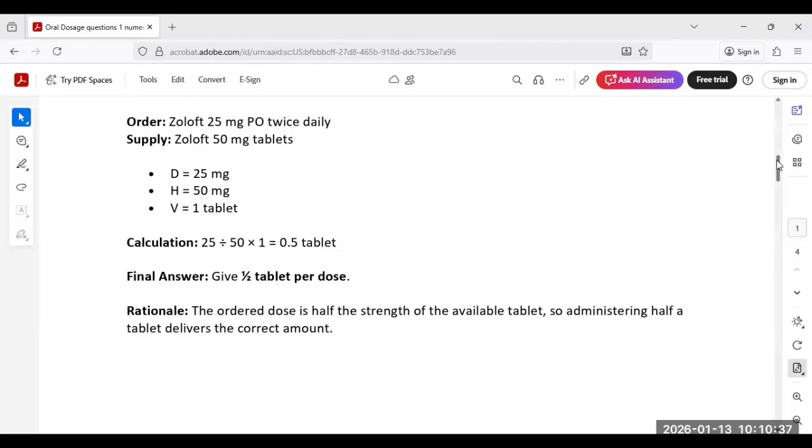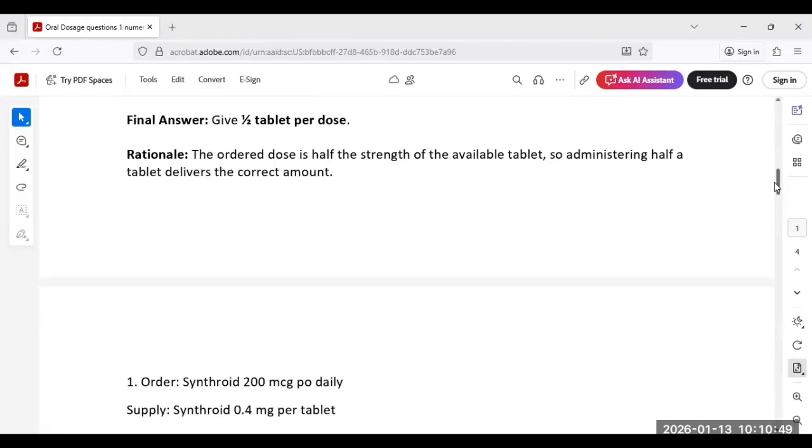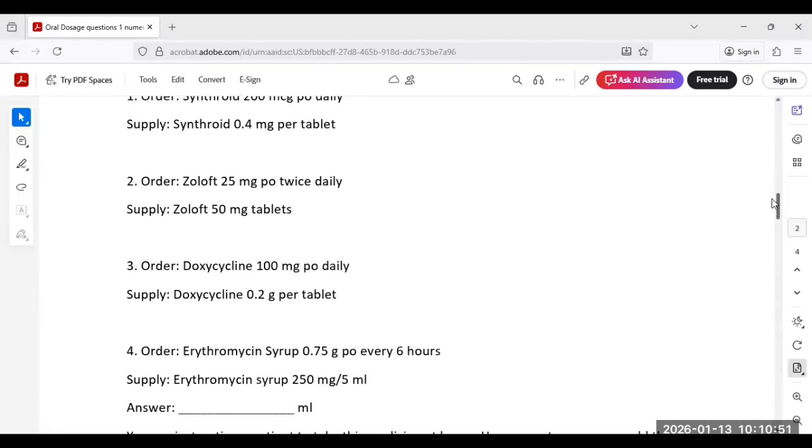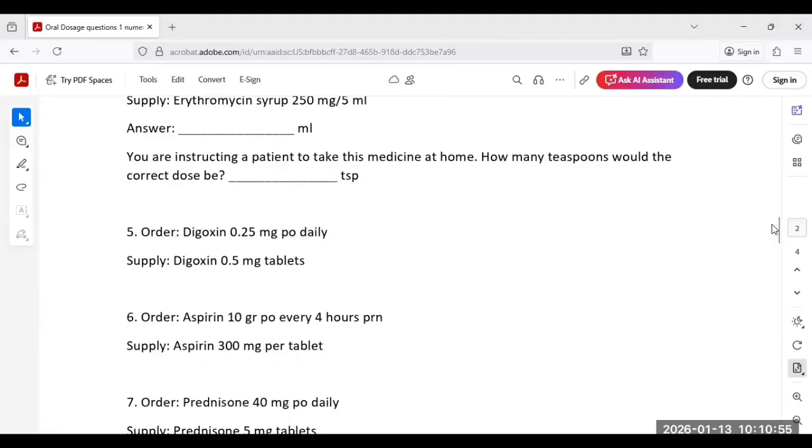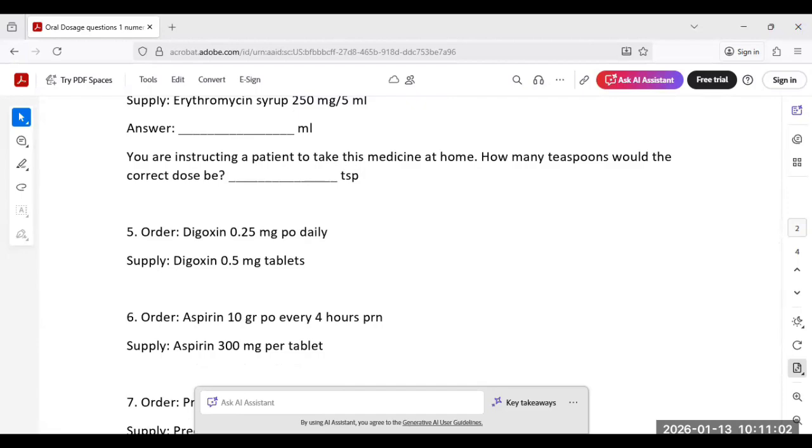And then the rationale is easy. The ordered dose is half the strength of the available tablet. I'm sure this is going to be the thing they give me every time, but that's okay. That way they know what I'm looking for. And then here's the rest of the assignments. So they're just going to do this with each of them. All right, let me go back to the PowerPoint.